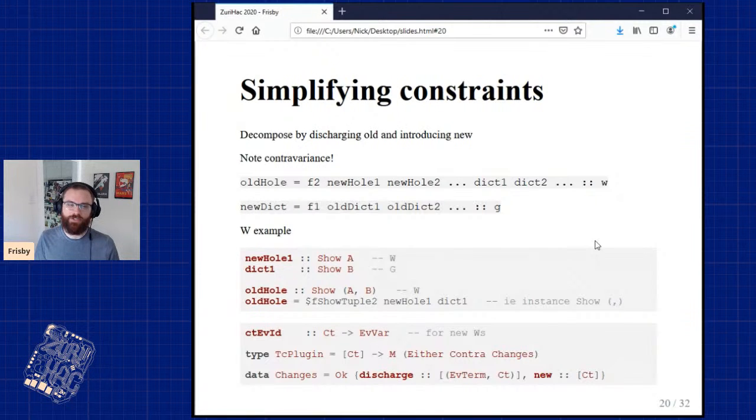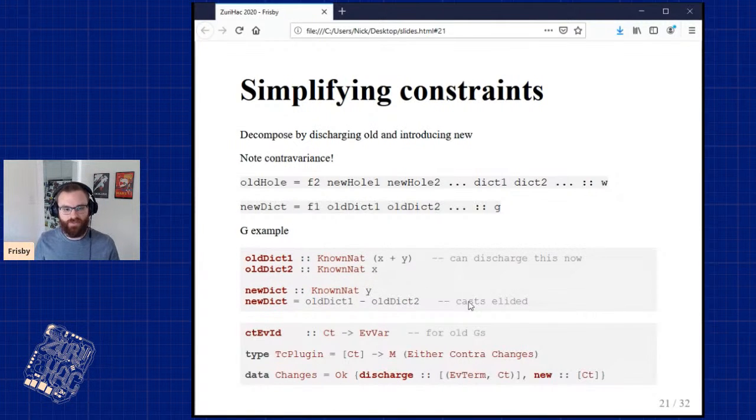This is a little trickier for givens because this interface down here makes sense for wanteds. It's a little bit weird for givens. So for givens, in order to discharge an old dictionary, suppose we have two givens, KnownNat x and KnownNat (x + y). Those two givens can interact because if I know what x + y is and I know what x is, then I also know what y is. I can just subtract them. So I can simplify this pair of givens to just two simpler givens. I can have KnownNat x and KnownNat y.